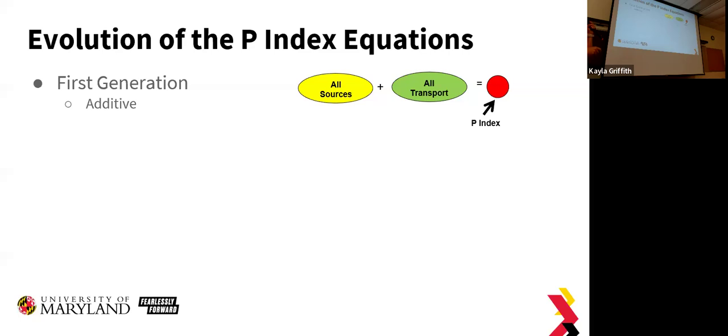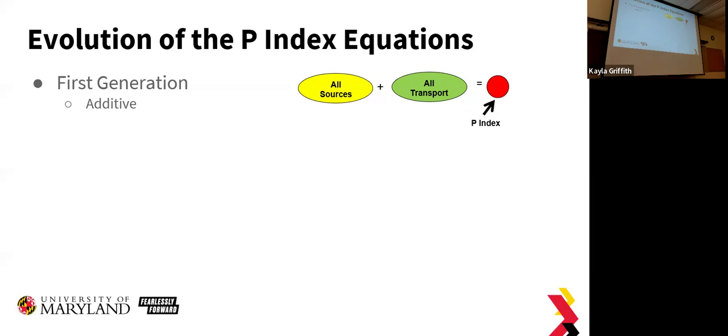This number in the Maryland P-index, no matter what iteration, is not a load value, okay? By adding together your source factors and your transport factors, this number is just a unitless risk score. I just want to make that very clear because other states have different interpretations of their P-indexes. Just want to make it clear what it is in Maryland, all right?